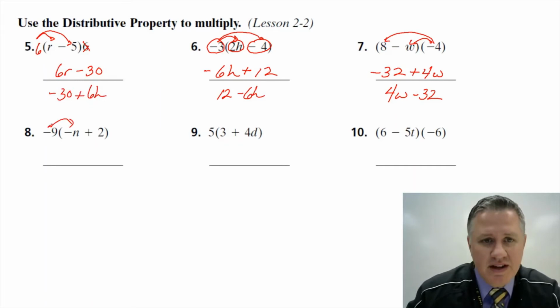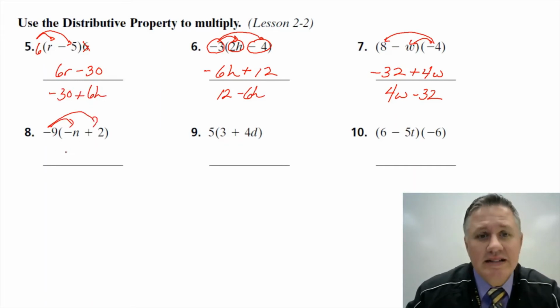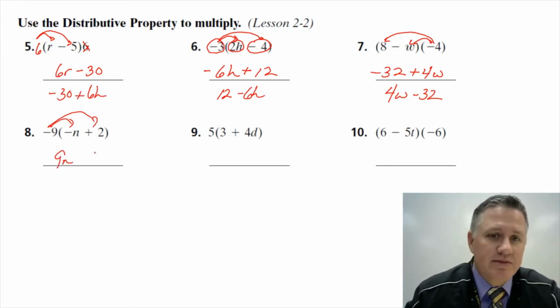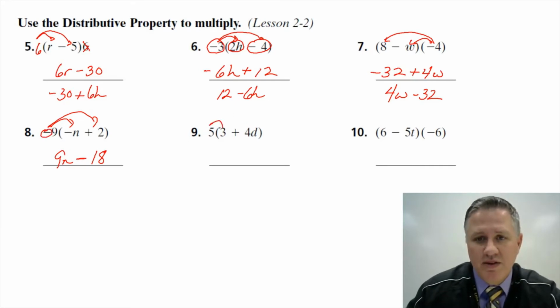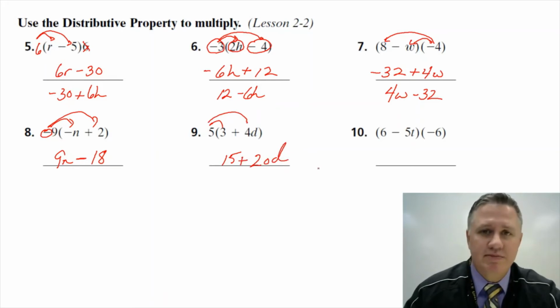Distribute the -9 to both. So let's talk about 9. 9 times n is 9n. 9 times 2 is 18. The opposite of a negative is a positive, and the opposite of a positive is a negative, right? That negative takes the opposite of both of these signs. Okay, next one. 5 times 3 is 15. 5 times 4d is 20d, and everything's positive, so just put a positive between the two.